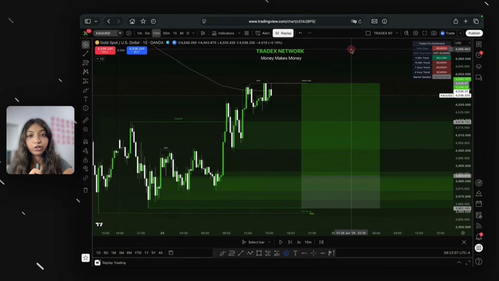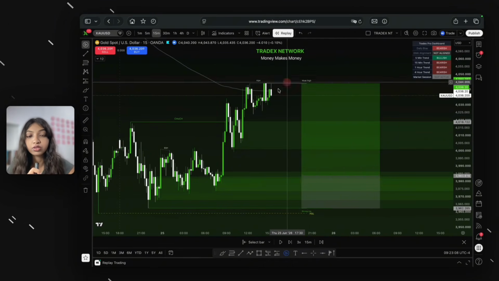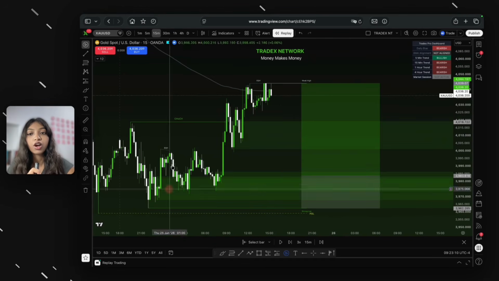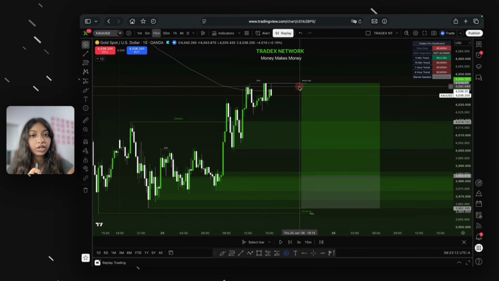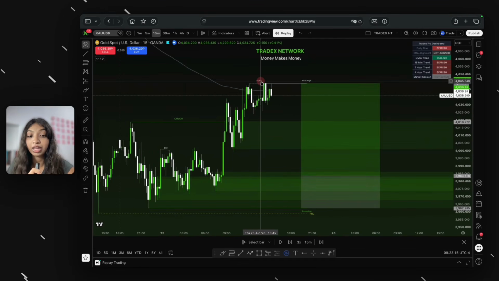Personally, I wait for the price to show me weak highs or weak lows or strong highs and strong lows. For this market structure, it was showing me a weak high and a strong low. Okay, keep that in mind.